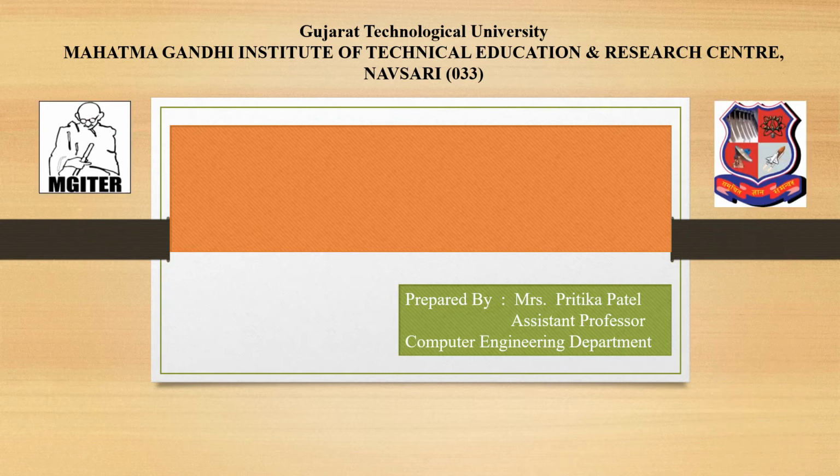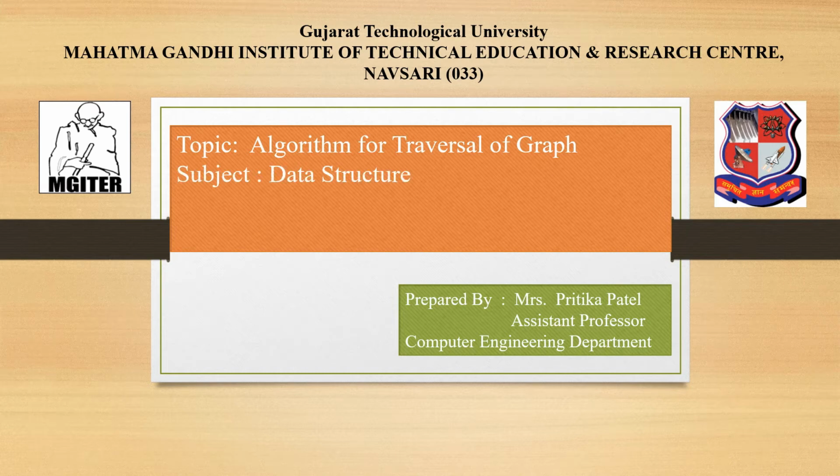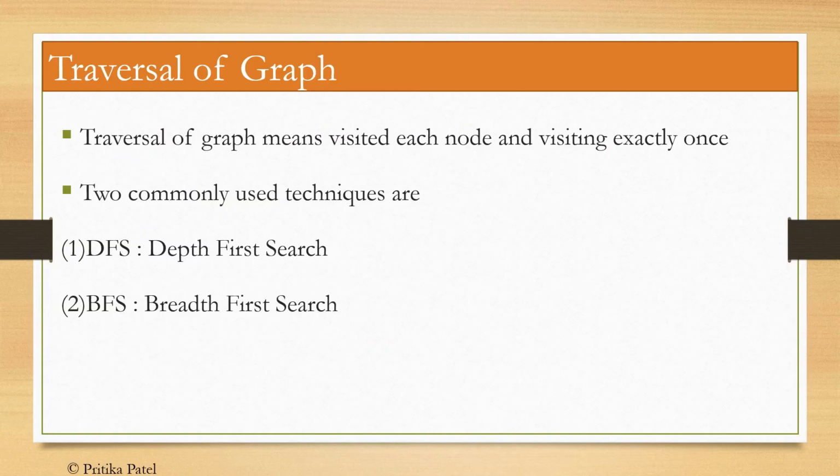Today in this session we are going to discuss the algorithm for traversal of a graph, which is a topic of the subject Data Structure of second year third semester. Now coming to the point, traversal of a graph. Traversal of a graph means visiting each node exactly once. Simply, traversal of a graph is nothing but visiting all vertices of the graph at least once.